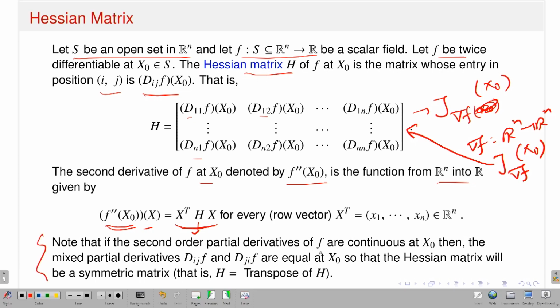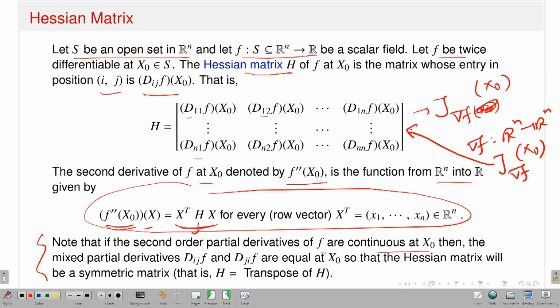This I already explained: if the second order partial derivatives of f are continuous, then the mixed partial derivatives exist and are equal, and therefore the corresponding Hessian is a symmetric matrix. This action is very important. Once I have the action of the double derivative of f at x naught, and there is a relation with the Hessian matrix, I can have a classification of the matrix or the associated quadratic form.